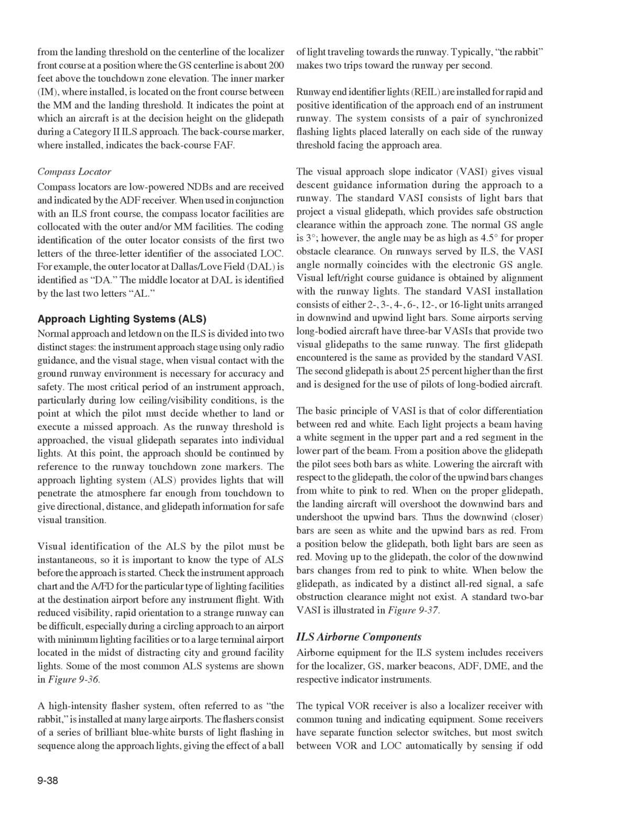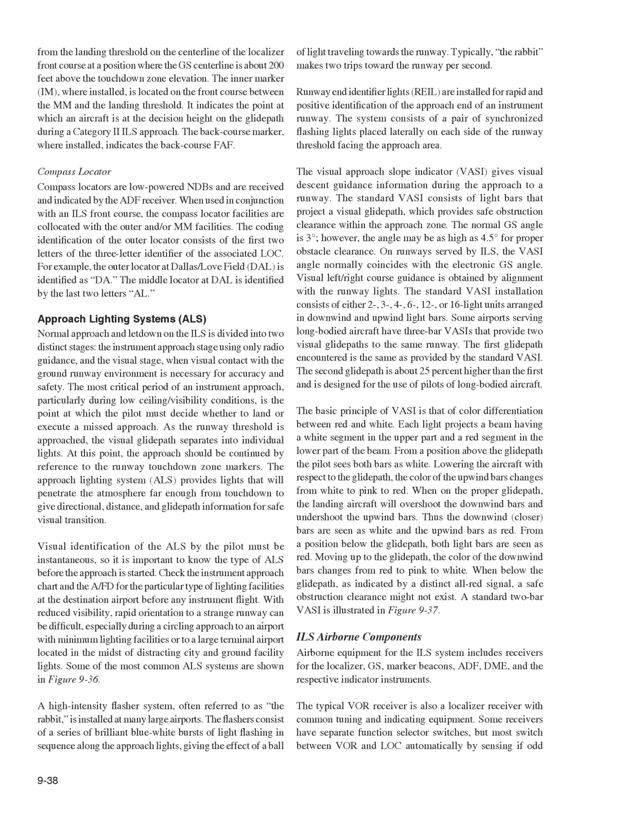The Visual Approach Slope Indicator, VASI, gives visual descent guidance information during the approach to a runway. The standard VASI consists of light bars that project a visual glide path, which provides safe obstruction clearance within the approach zone. The normal glide slope angle is 3 degrees; however, the angle may be as high as 4.5 degrees for proper obstacle clearance. On runways served by ILS, the VASI angle normally coincides with the electronic glide slope angle. Visual left/right course guidance is obtained by alignment with the runway lights.